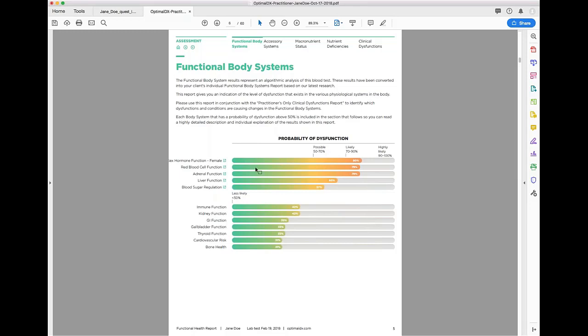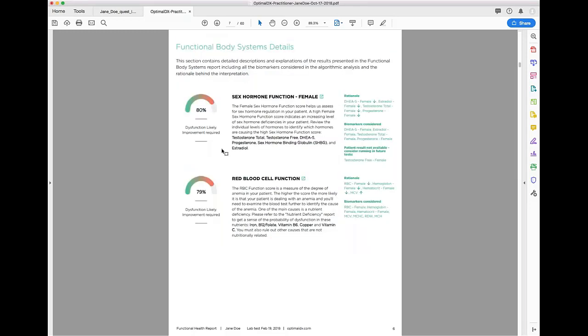Now, I want to take a look and go, okay, so what in her sex hormone function are we looking at? So I can click that and jump right into here. So her DHEA was below optimal, her estradiol was below optimal, her total testosterone was below optimal, and so was her progesterone. So there's some things going on there. Let's take a look back.